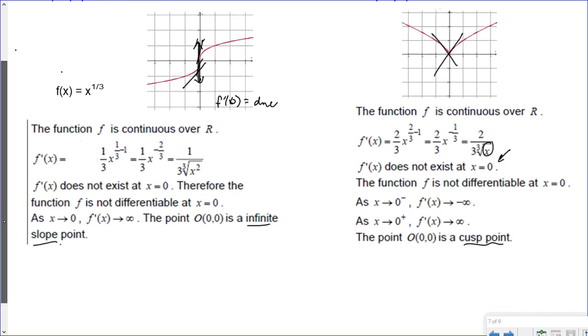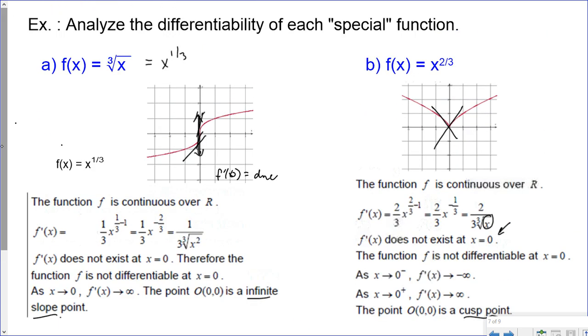So at times, we've got some funny functions that we've got to understand are continuous, but they're not differentiable.